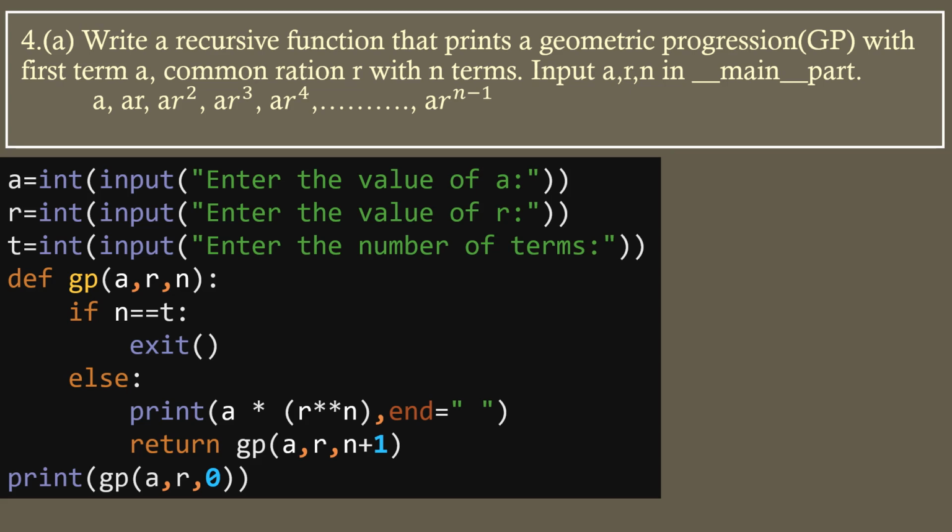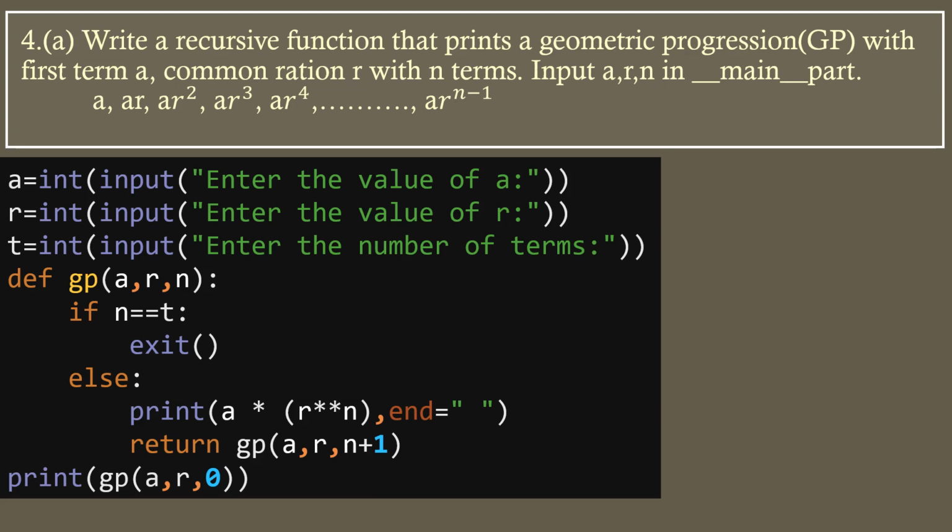First we will take the values of a and r as input, and next we have taken another variable t. There we will give how many number of terms we want to print. Okay, so if you want to print, let's say 5 number of terms, then you can just take the value as 5 like this. Okay, now we have defined the function like this. The function name is, let's say, gp, and it is taking 3 parameters a, r and n.